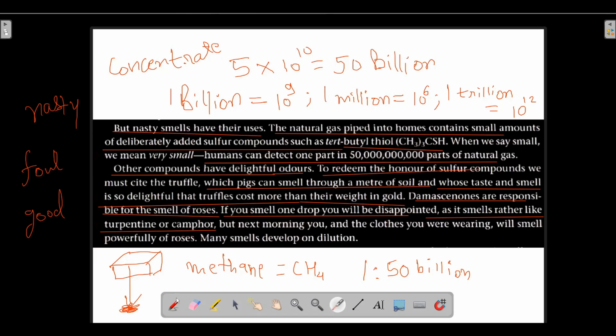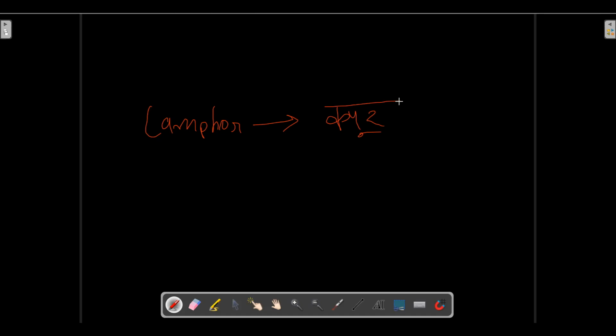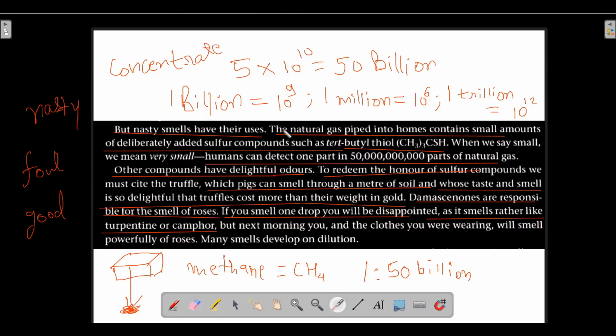What does camphor mean? Camphor is called kapoor in Hindi. In English, it is called camphor. So a single concentrated drop of Damascenone smells like turpentine or camphor. It doesn't smell good.